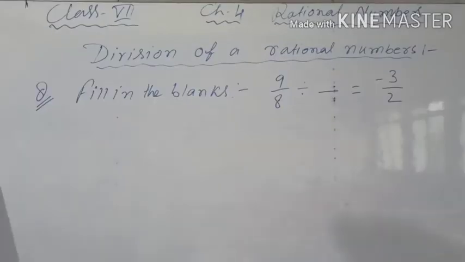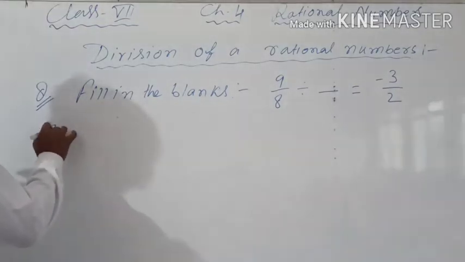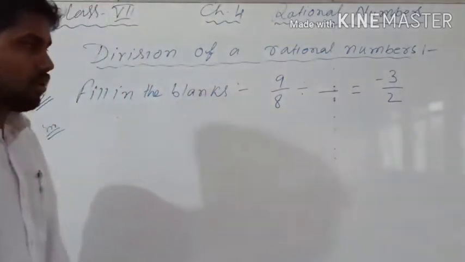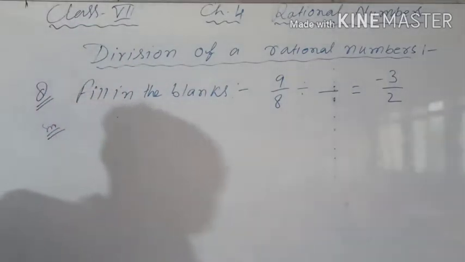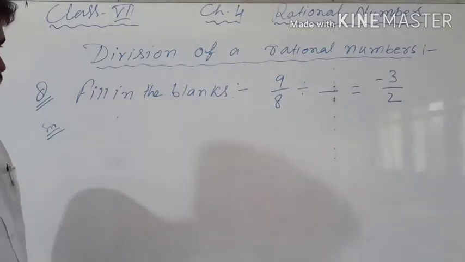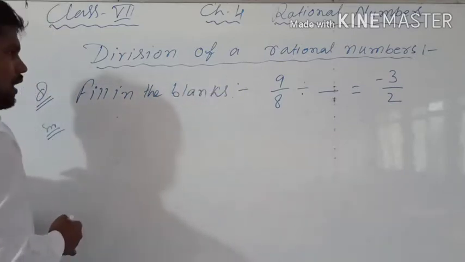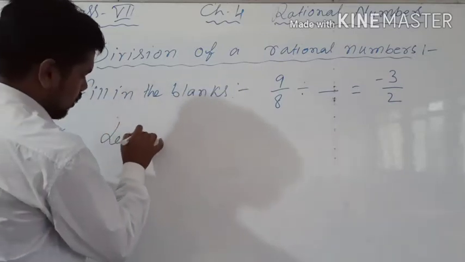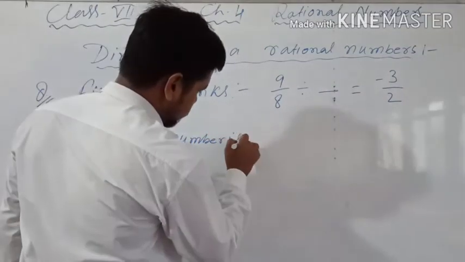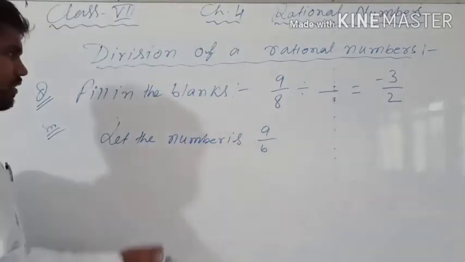Now let's see how to solve this type of question, fill in the blanks. To fill in the blanks, you have to consider something here. You can consider x, or you can consider a by b, because it is also related to fractional numbers. So let the required number be a by b. We have considered this a by b.